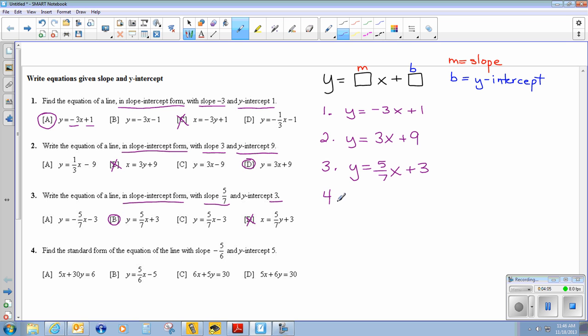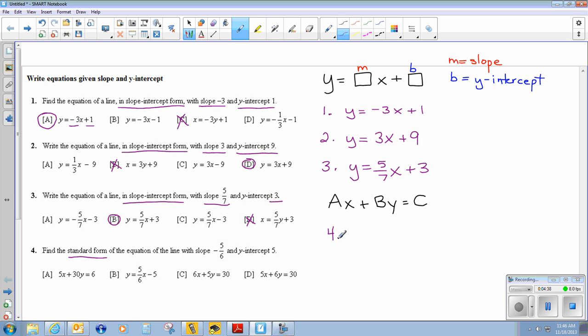Number 4. Now this time it's a little bit different. They want us to find the standard form. And I want you to remember that standard form is going to look like this. AX plus BY equals C. A, B, and C are going to be replaced by numbers, but we're going to have to do a little bit of work to figure out how to get the numbers in there.